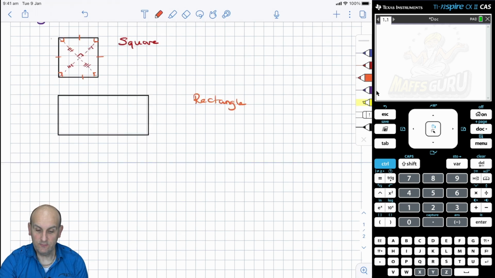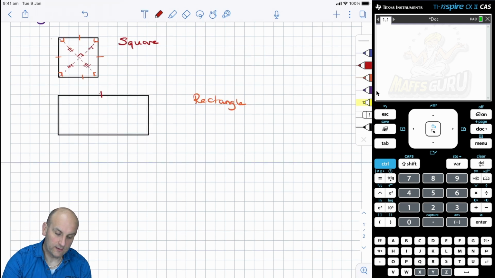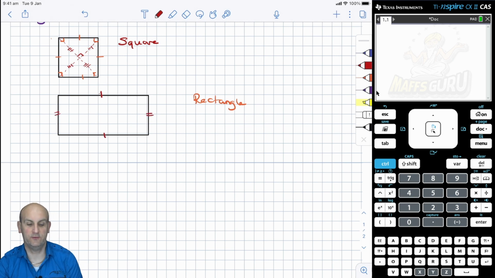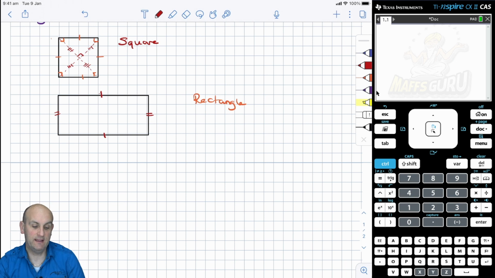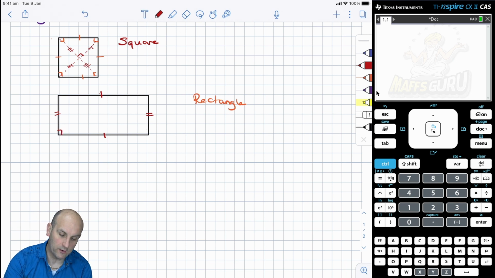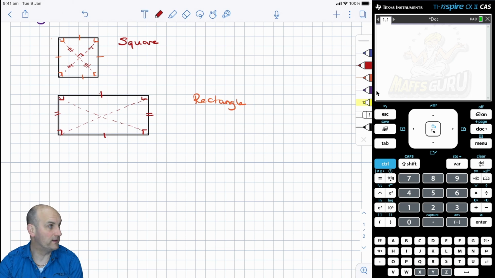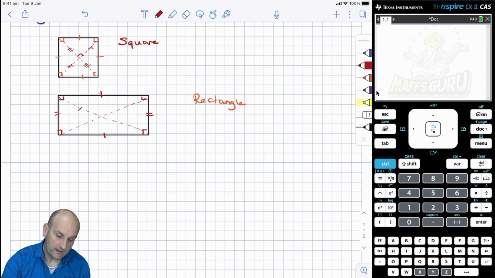Moving on to a rectangle. Okay, so what do we know about rectangles? Well, they have 2 pairs of equal side lengths, right? So that little line there, single dash and double dash, means that those 2 there are the same length. What else do we know? We know that the corners are right angles. And if I draw dotted lines from one corner all the way to the other, then the lengths of here are all the same as well.